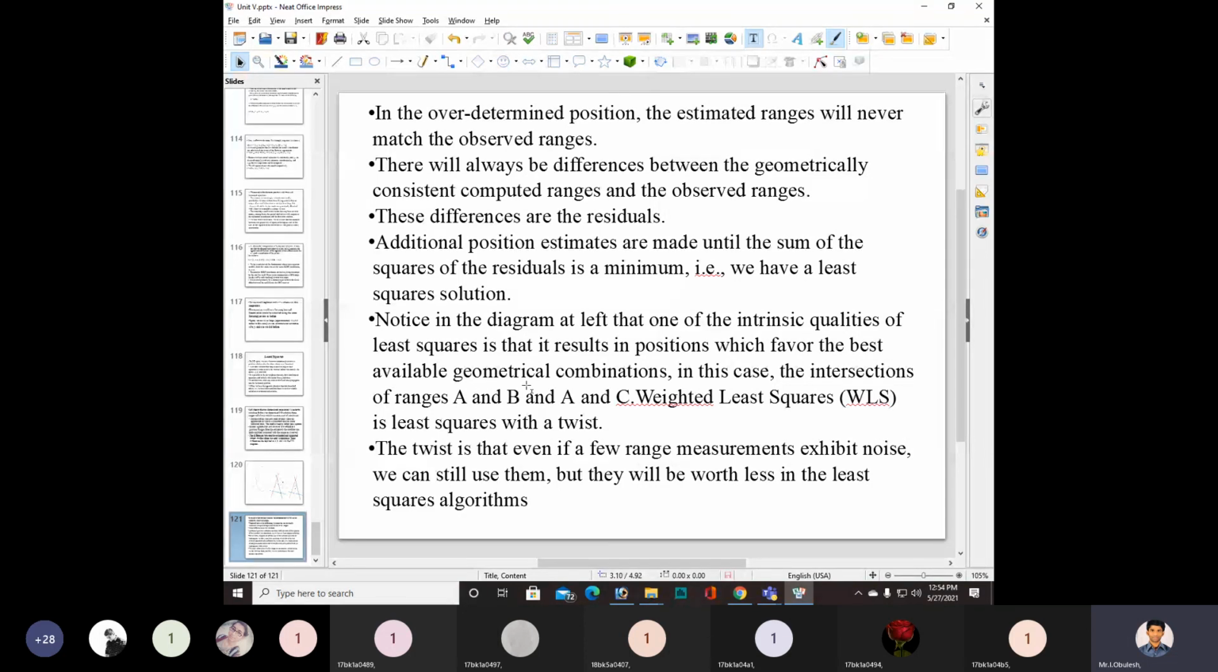Weighted least squares is least squares with a twist. The twist is that even if a few range measurements exhibit noise, we can still use them, but they will be weighted less in the least squares algorithm.